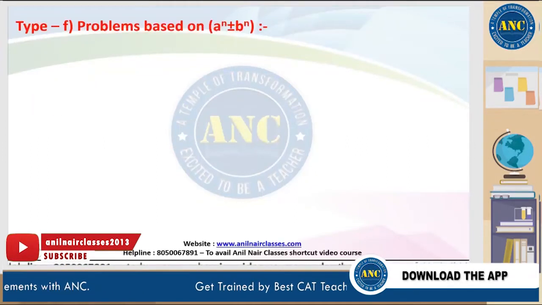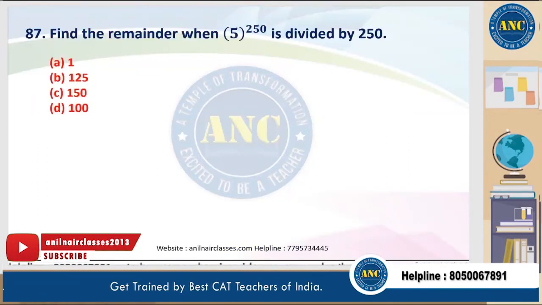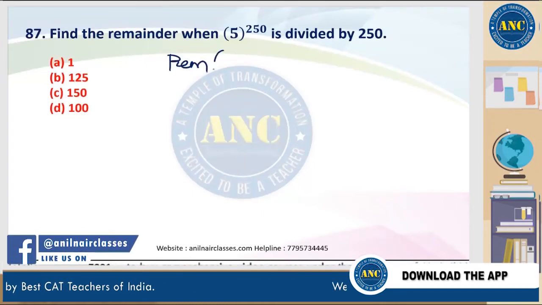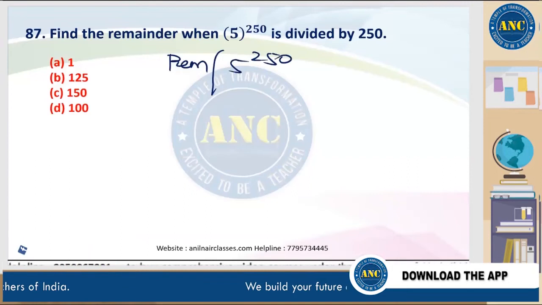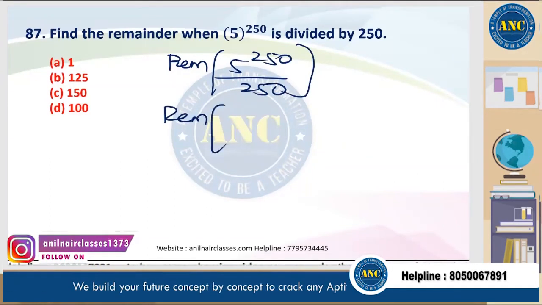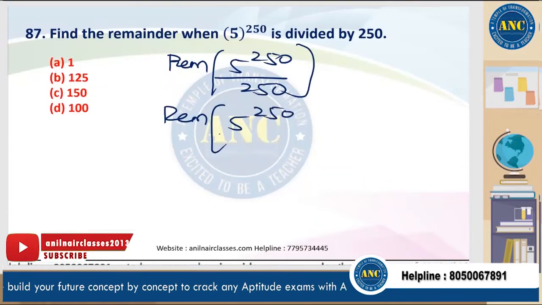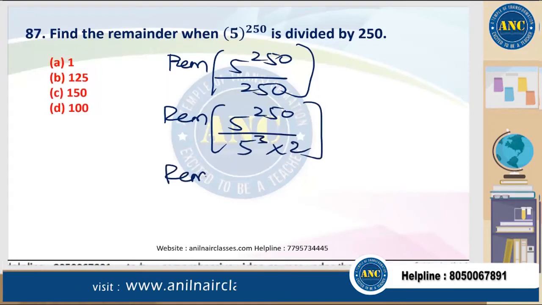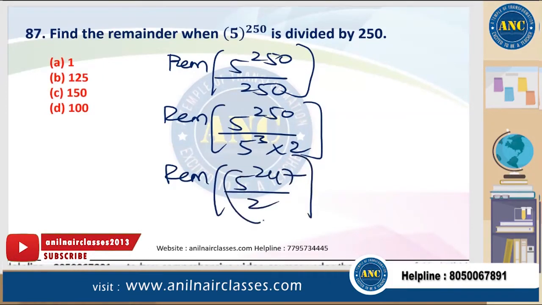I think there are a few more questions. We can come from backwards. Find the remainder when 5 power 250 is divided by 250. 250 is nothing but 125 into 2, so 5 cube into 2, which is nothing but 5 power 247 divided by 2.